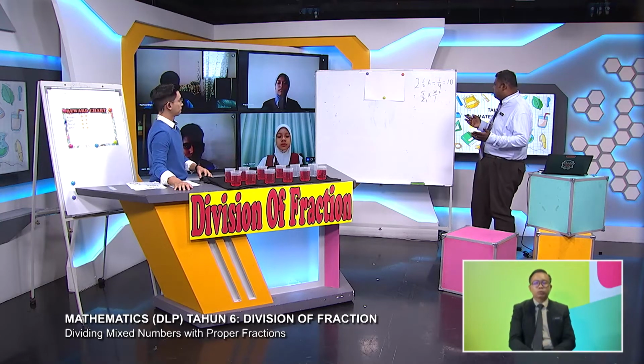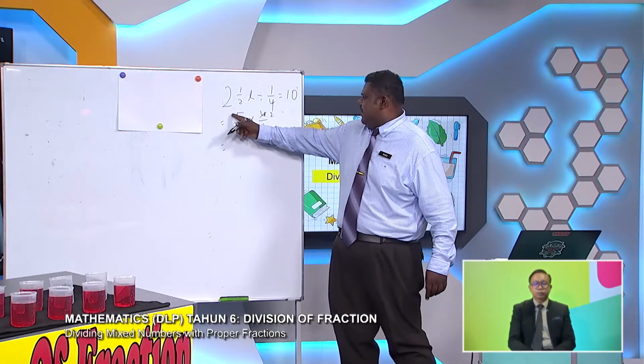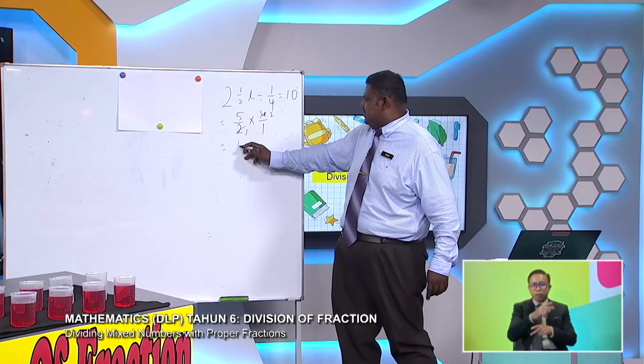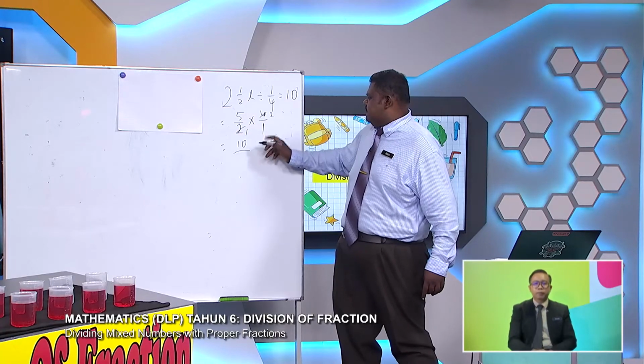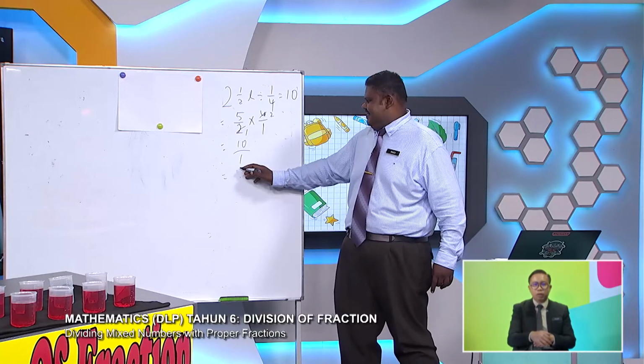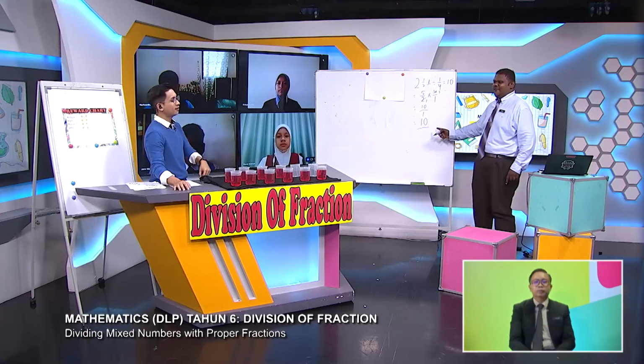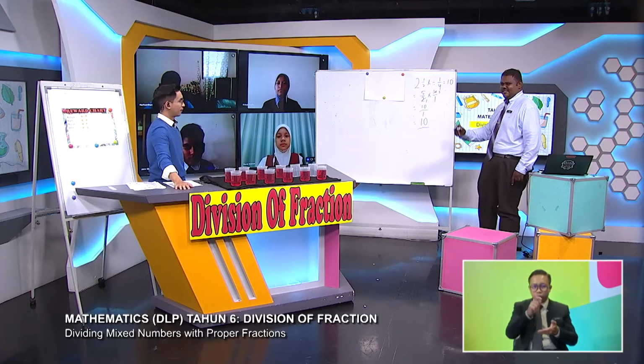Is there any other number we can simplify? No. Very good. So we just multiply. 5 times 2 is 10. 1 times 1 is 1. So 10/1, we can write it as 10. Did you get 10 beakers just now? Yes, teacher. This is how we do the standard written method for this question.